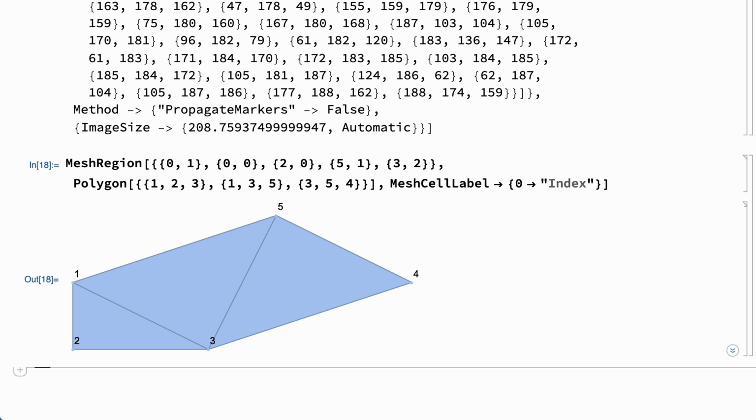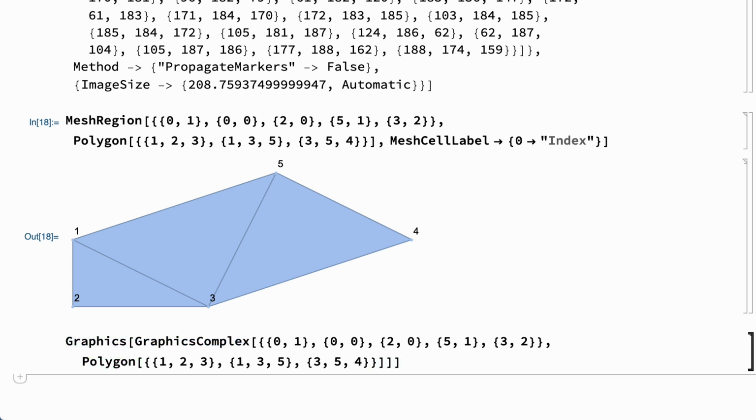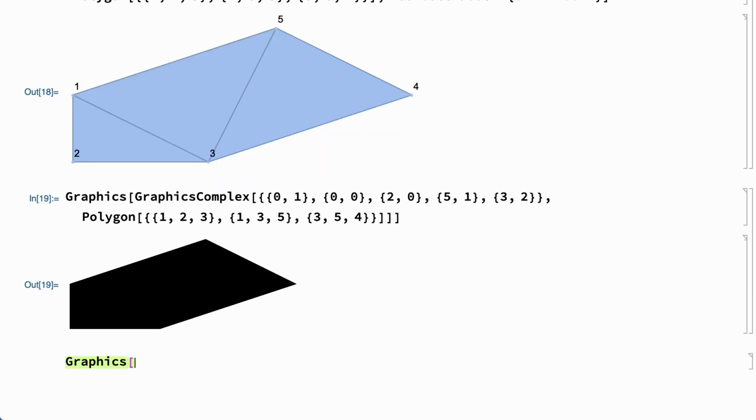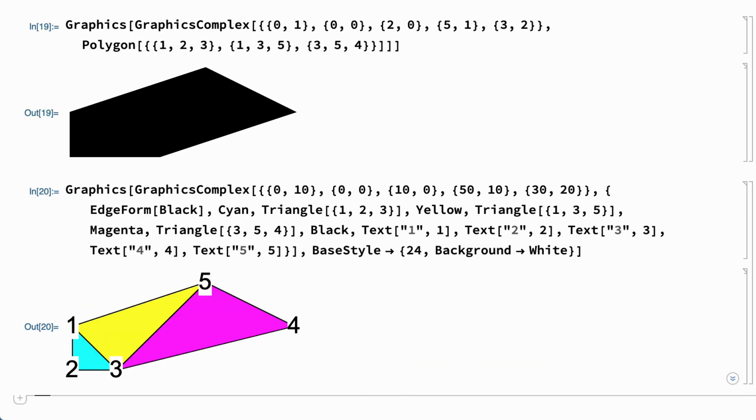A similar system for specifying coordinates and geometric elements can be used in graphics expressions, most generally with a special graphics primitive called GraphicsComplex. For example, starting with the previous input and replacing MeshRegion with Graphics and GraphicsComplex displays the same polygon as a graphics expression rather than as a region. Displaying the polygon as a graphics expression brings in the possibility of adding things like colors and text and so on. For example, here is a graphics expression that uses GraphicsComplex and the same list of coordinates, but this time with Triangle and Text primitives and with styling to color the triangles.